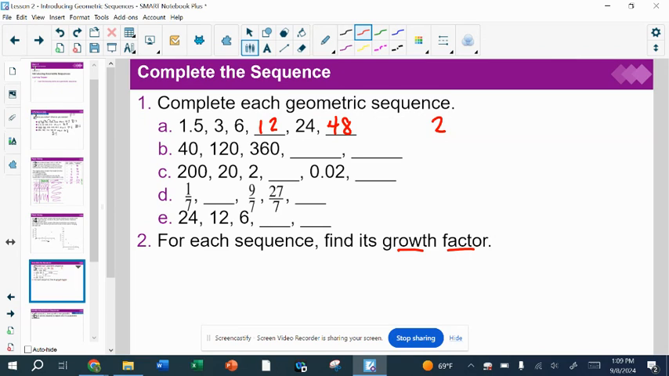In letter B, this is going from 40 to 120 to 360. This one should be familiar because I believe it was at the beginning of the lesson. So this one has a growth factor of 3. We're multiplying by 3 every time. So 360 times 3 should be 1080. And then when we multiply that by 3, we're going to get 3240.